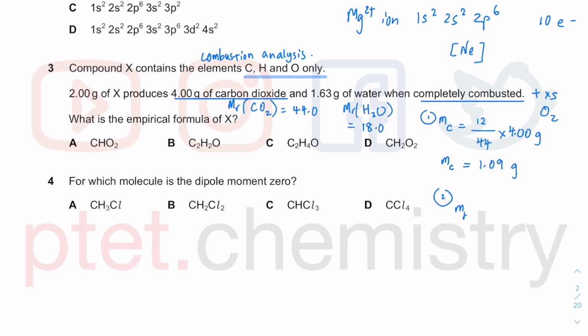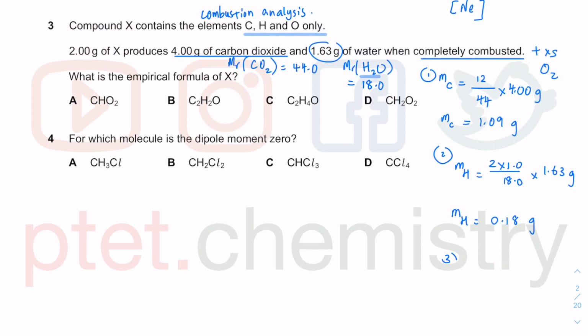How about the hydrogen? We need to be very careful now, because for this hydrogen, there are 2 hydrogens present in water. So there is 2 times 1.0, and this is divided by 18.0, and this is multiplied by 1.63 gram, because we have 1.63 gram of water. So the mass contribution from the 2 hydrogen, 2 times 1.0 divided by 18 times 1.63, I get 0.18 gram.